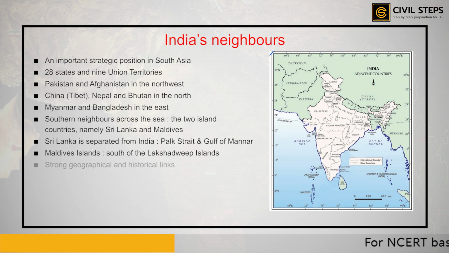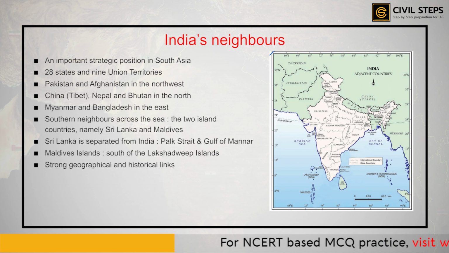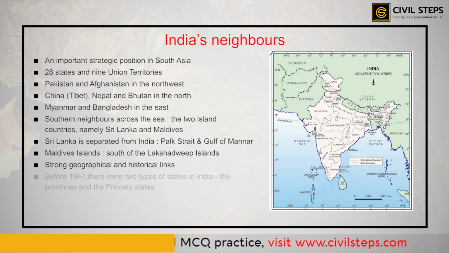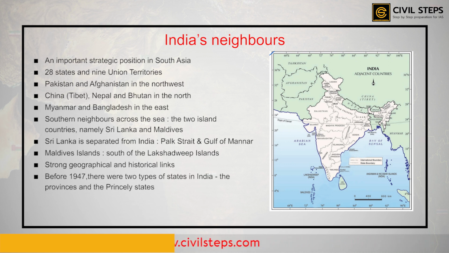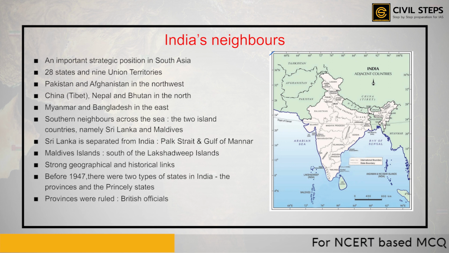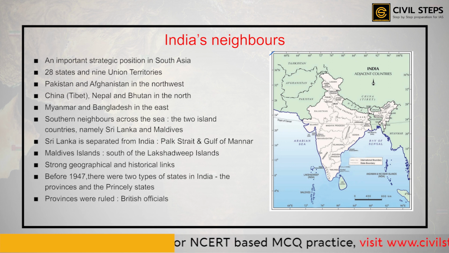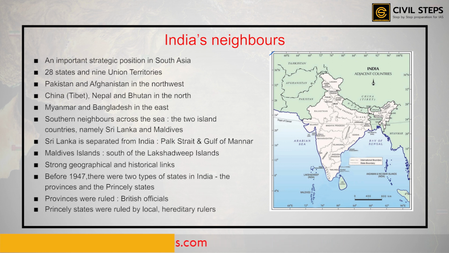India has had strong geographical and historical links with her neighbours. Before 1947, there were two types of states in India: the provinces and the princely states. Provinces were ruled directly by British officials who were appointed by the viceroy, whereas the princely states were ruled by local hereditary rulers who had acknowledged sovereignty in return for local autonomy.